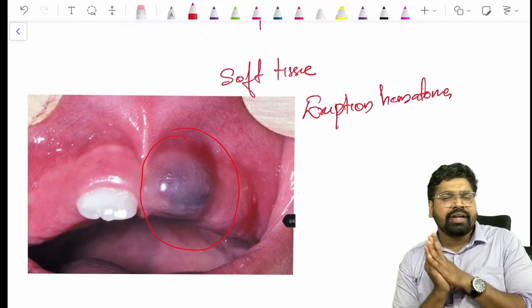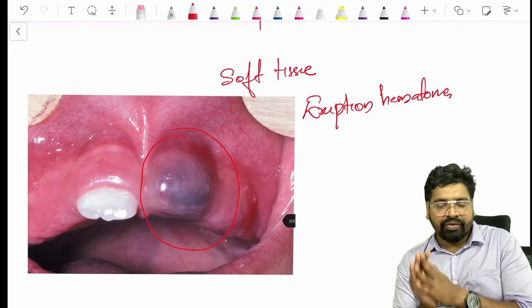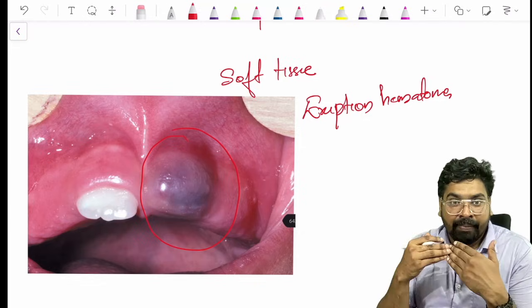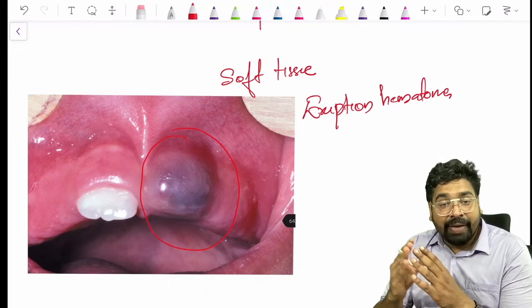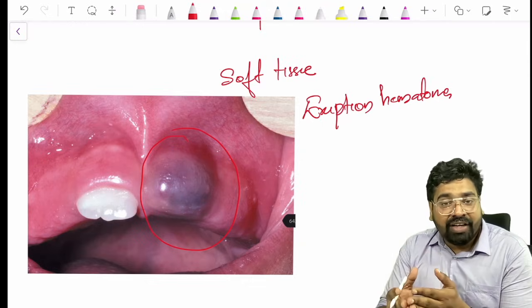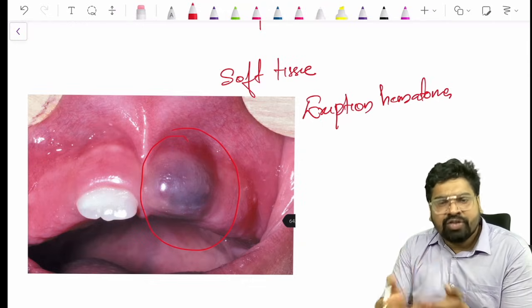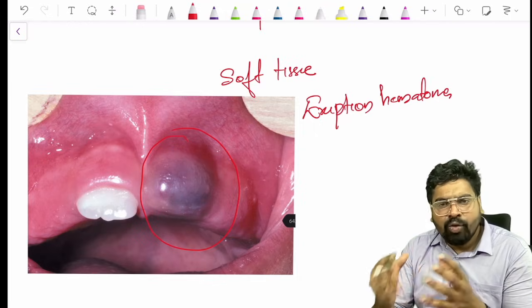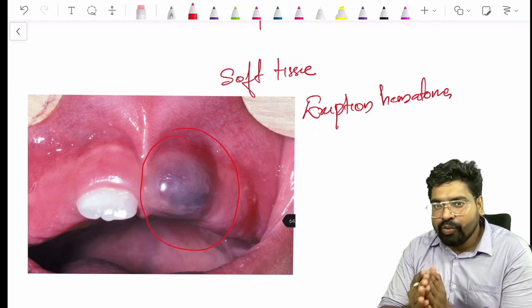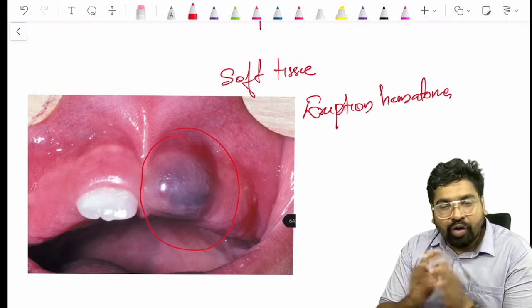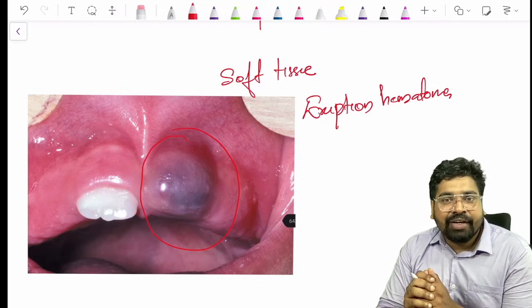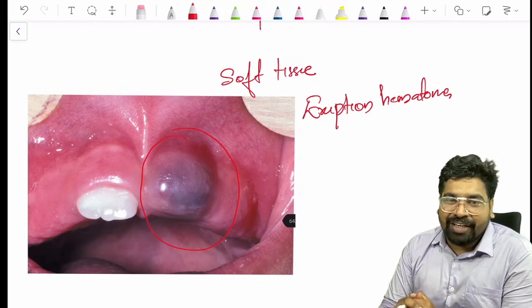This is about dentigerous cyst. I hope you understood dentigerous cyst: the clinical features, the occurrence, the follicular spaces, radiographic features, the histological features, and the FNAC, the lumen, lining and capsule. What is the specialty of lumen, lining and capsule, how you treat it, and what are the complications? I hope the dentigerous cyst is clear to you. See you in the next video with the next topic. Thank you.